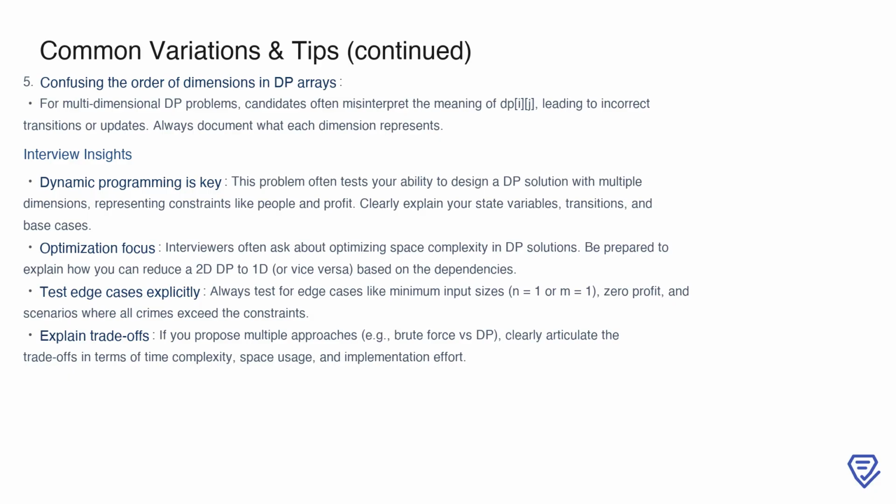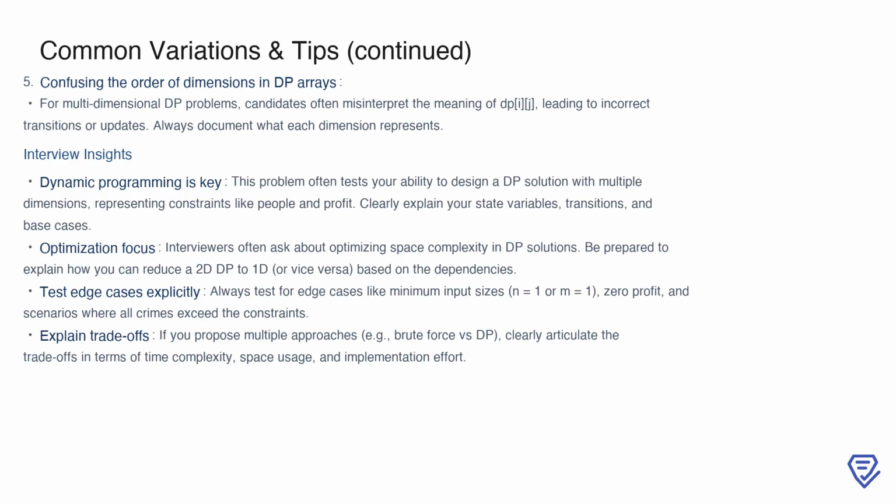From an interview perspective, this problem is commonly used to test your ability to design a dynamic programming solution with multiple dimensions, where constraints like people and profit are encoded. Be sure to clearly explain your state variables, transitions, and base cases. Additionally, interviewers may ask about optimizing space complexity. For example, you might need to explain how to reduce a 2D DP table to a 1D table while maintaining correctness, based on the dependencies of the problem.